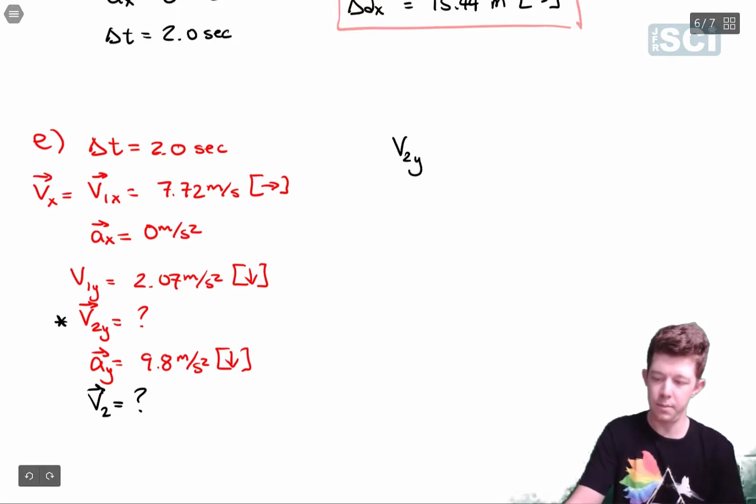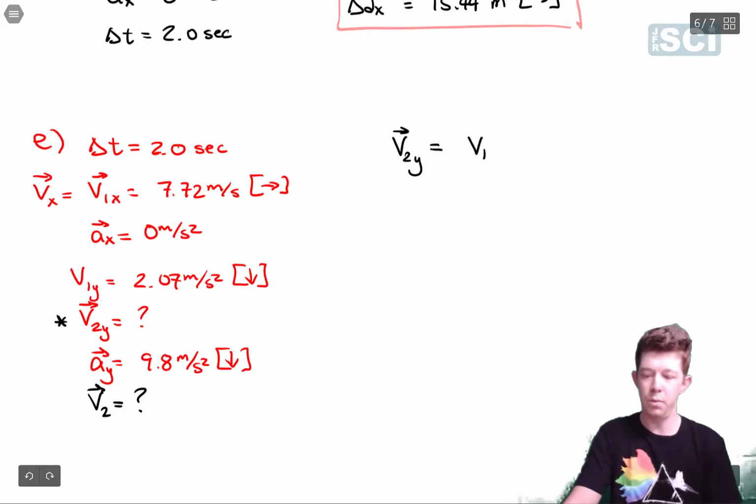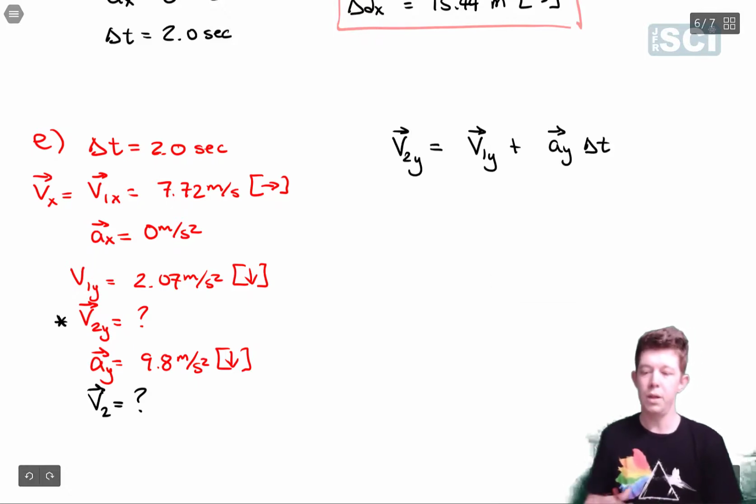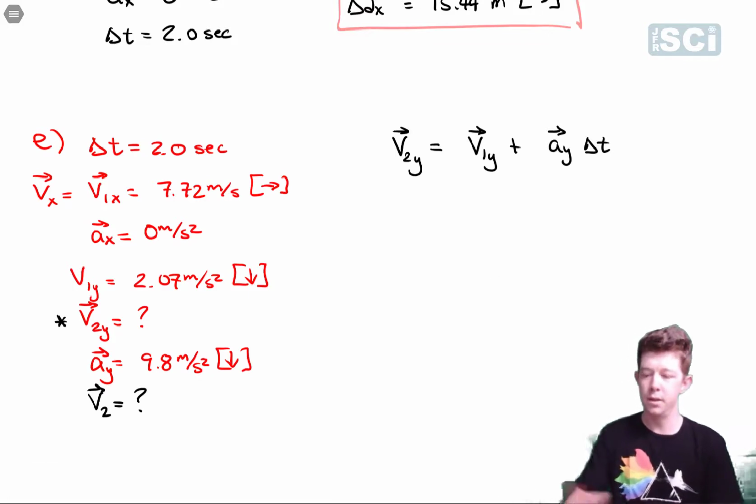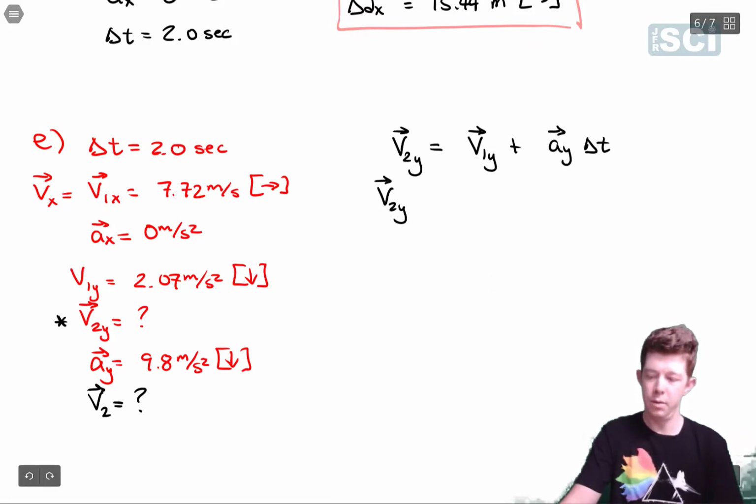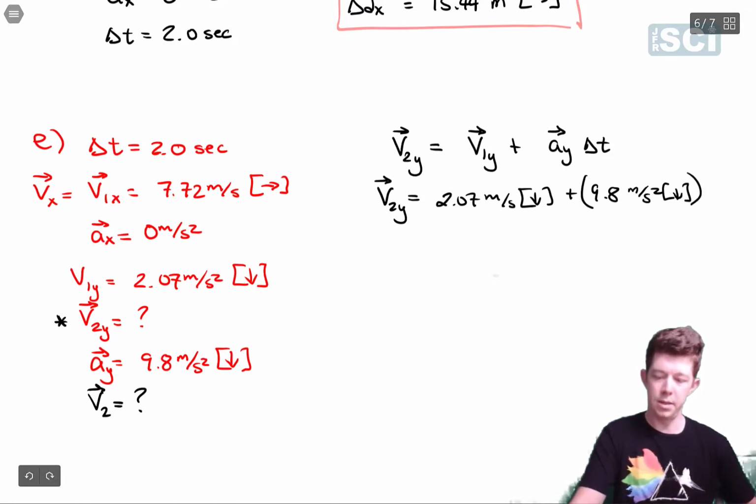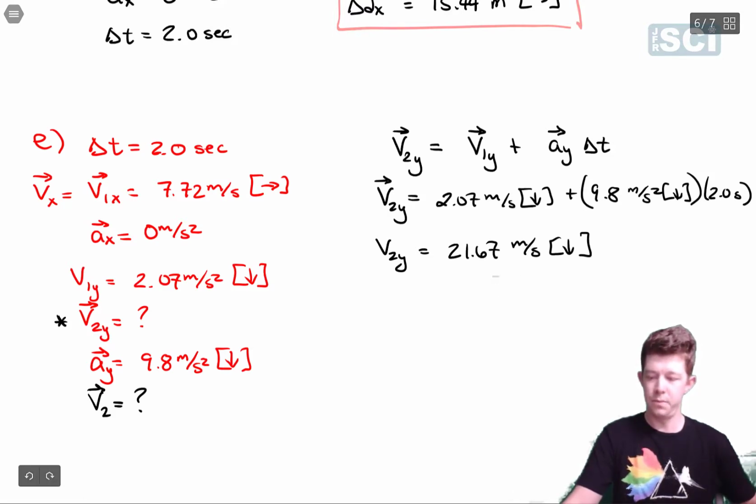Okay, so we're going to try to find this piece first. So V2y. V2y is made up of V1y plus ay delta t. We let it run for 2 seconds. So V2y will be equal to 2.07 meters a second downwards plus 9.8 meters per second squared downwards multiplied by 2 seconds. And if you work that through, you get an answer of 21.67 meters per second downwards.